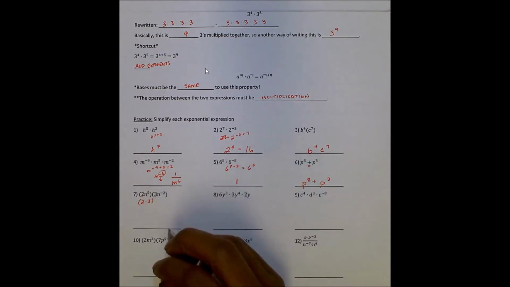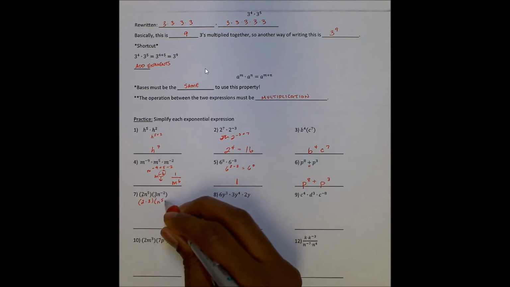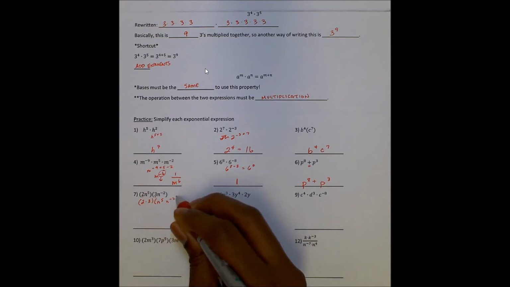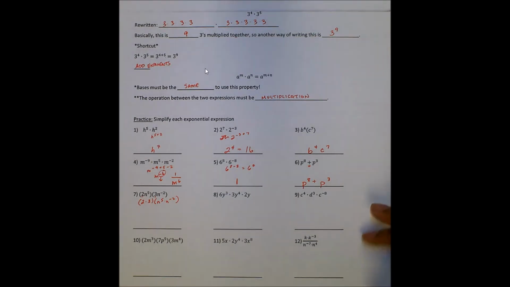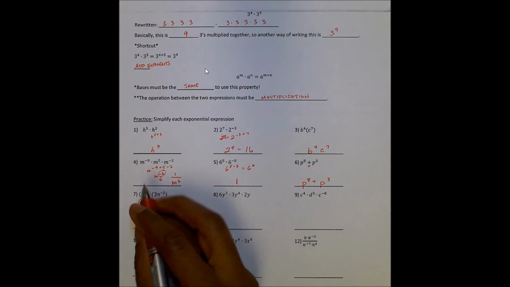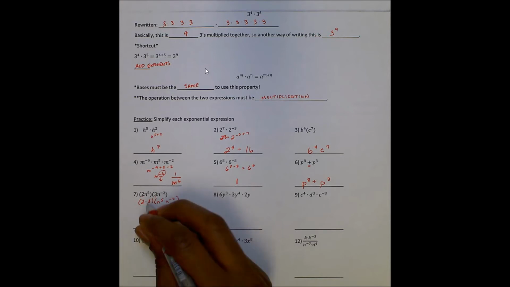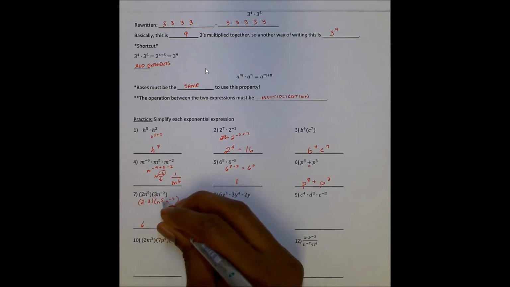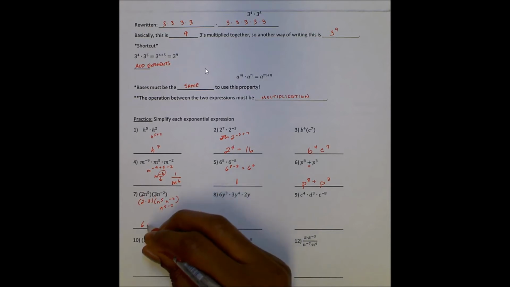I'm going to group 2 and 3, and then I'm going to group the 10 to the fifth times 10 to the negative second. The reason that we can do this is because it's all multiplication, and multiplication in any order stays the same. We're also doing this because we have the same bases, so we're putting the same bases together. So 2 times 3, the bases aren't the same, but we know how to multiply numbers: 2 and 3, 6. Here we have 10 to the fifth and 10 to the negative second. So 10 to the fifth minus 2 is 10 to the third.